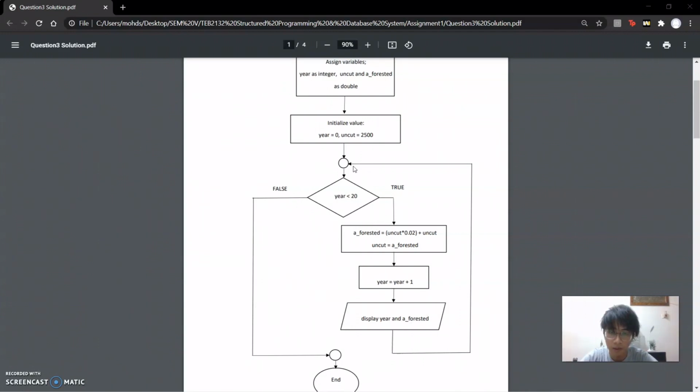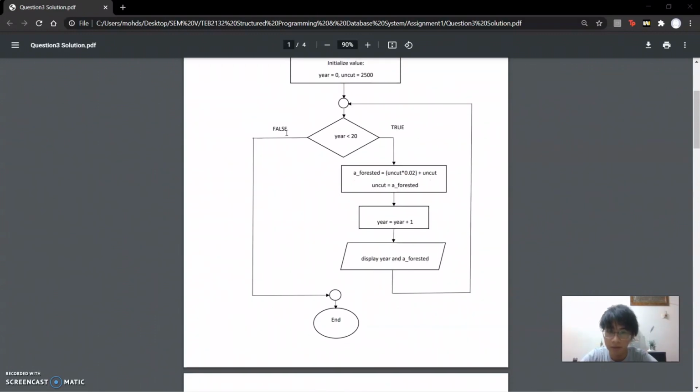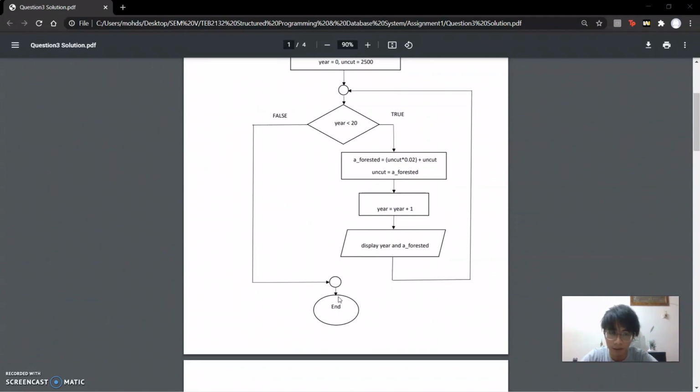So as long as the year haven't reached 20, this loop will keeps on repeating until the statement become false, which is it is 20 or 21 or 22. So this program will stop when the count or when the year have turned 20. So after the statement will become false, the program will end.